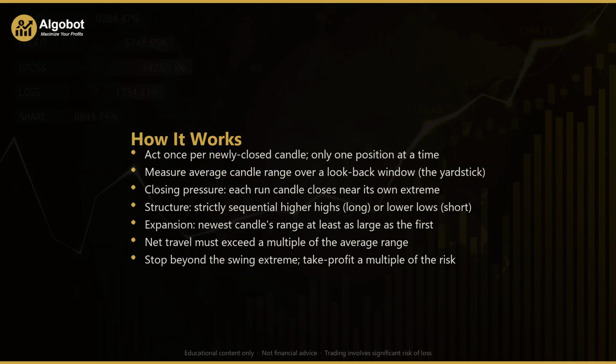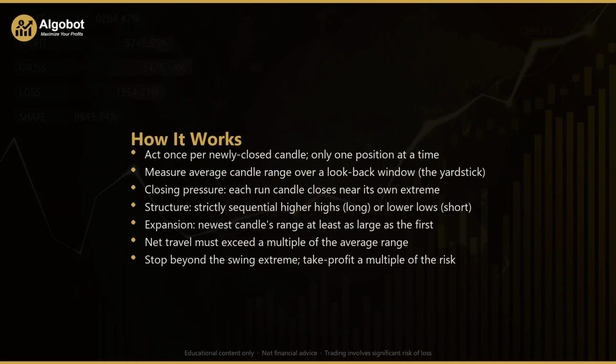If all 3 align, the strategy performs one final check. It measures the net travel of the run from the first candle's open to the latest candle's close, and requires that distance to be at least a chosen multiple, by default 2 times, of the average range we calculated earlier. This filters out small drifts and keeps only decisive moves.